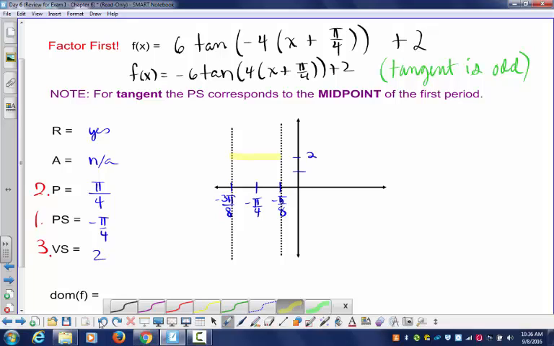And for a tangent, the shape of tangent is up to the right. And there's just one key point right there. That's tangent. Cotangent is down to the right. Tangent is up to the right. So our one key point right there.